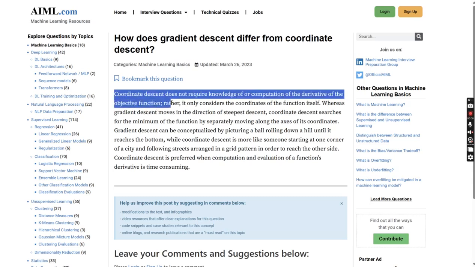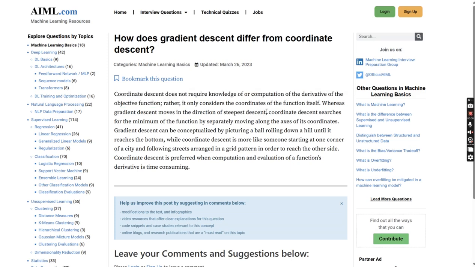Okay, yeah. So this is one difference. You are no longer calculating the derivatives for gradient descent. That in itself saves a lot of computation. Okay, that is one difference. The second thing is, steep means lowest point. Gradient descent moves in the direction of steepest descent.